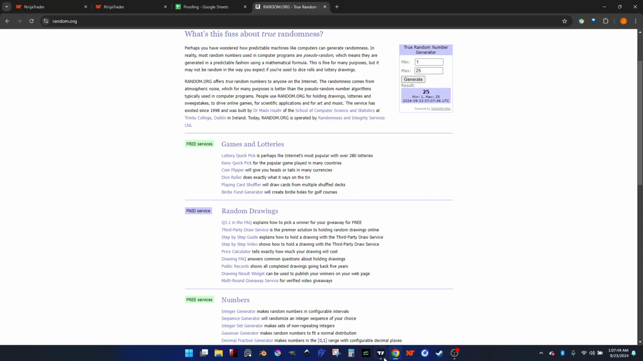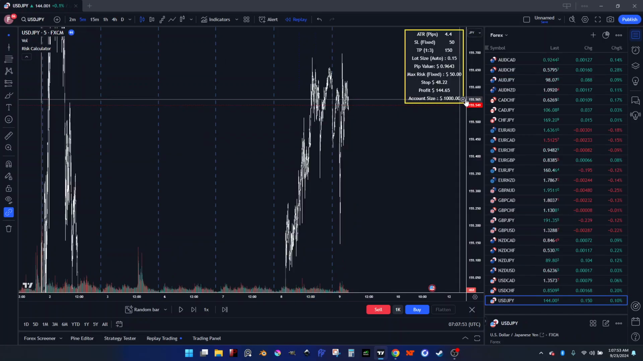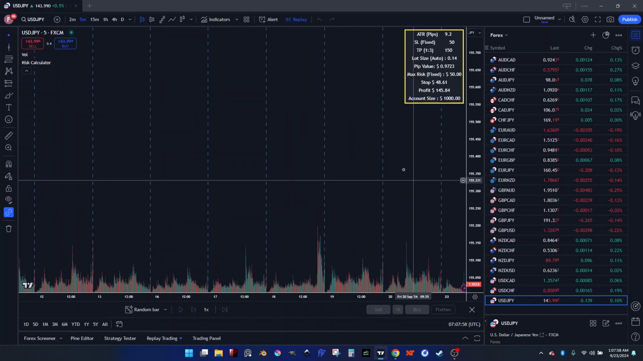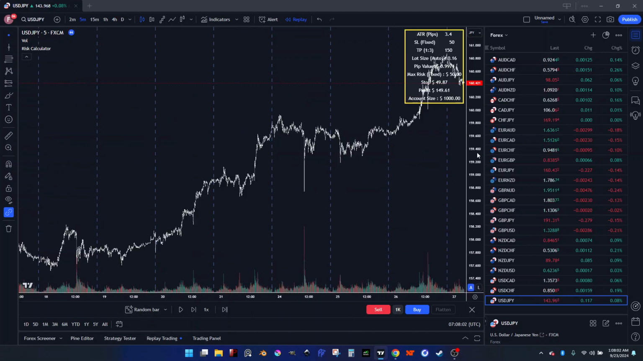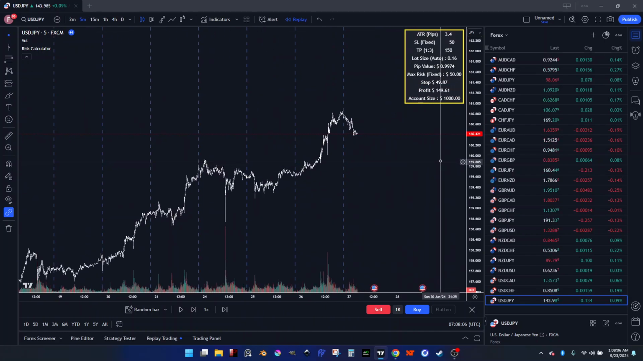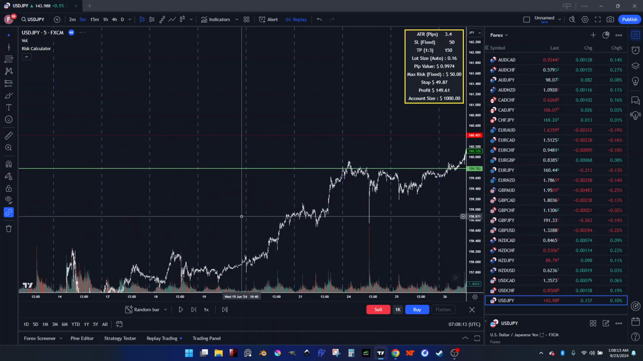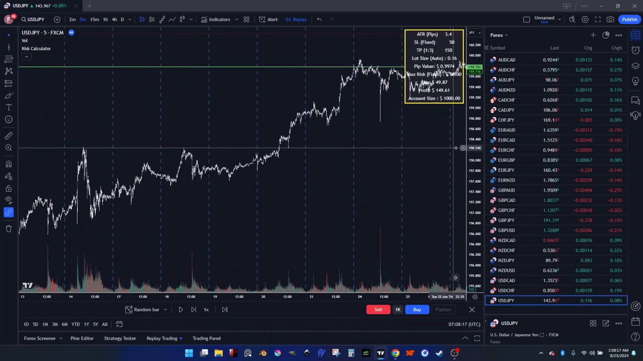25, the very last one. USDJPY. Okay, I'll change this over. Go to replay again. Random bar. And I'll say level is about there. And it looks like with this one, I'm pretty sure that's a new high. So we're going to have to figure this one out by pattern.